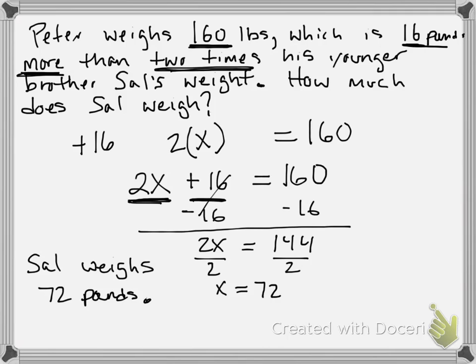Okay, alright. How can I check that? Well, I can check that by seeing if 2 of Sal's weights, so that's 2 times 72, plus that additional 16 pounds, should equal 160. 2 plus 2 is 4, 4 plus 6 is 10, carry the 1, 7 plus 7 is 14, 15, 16, and that checks.